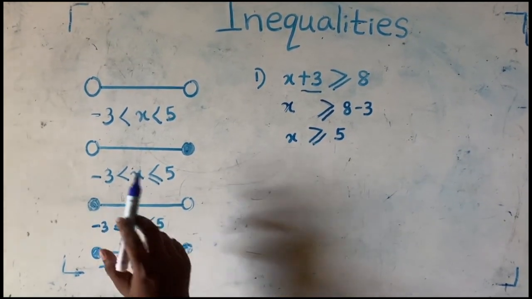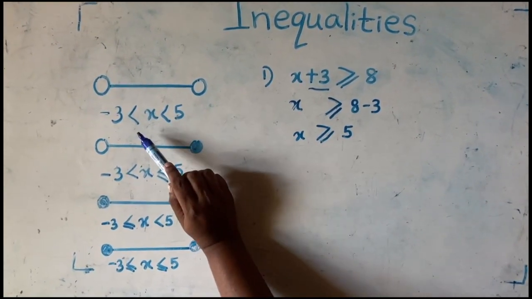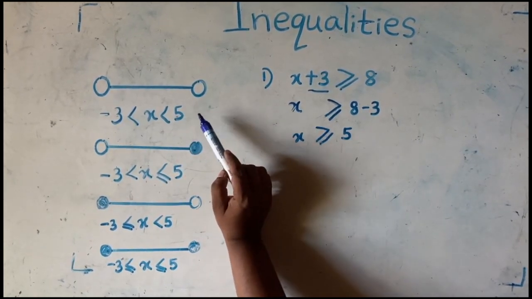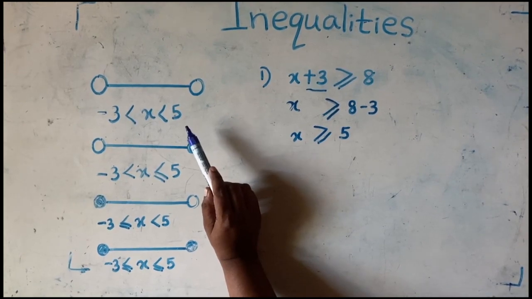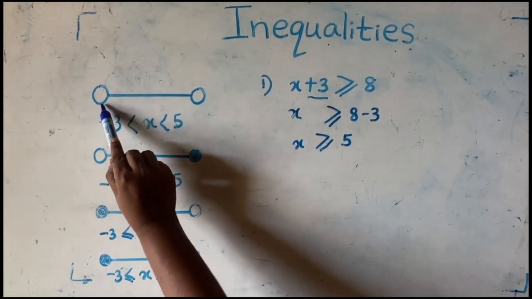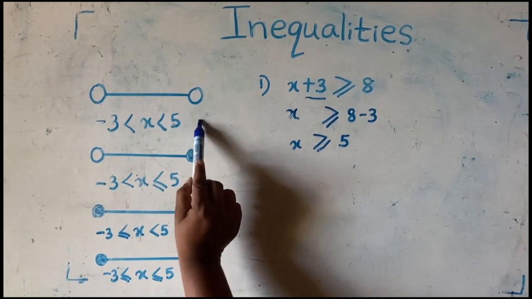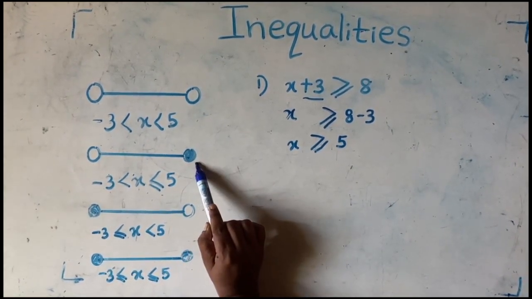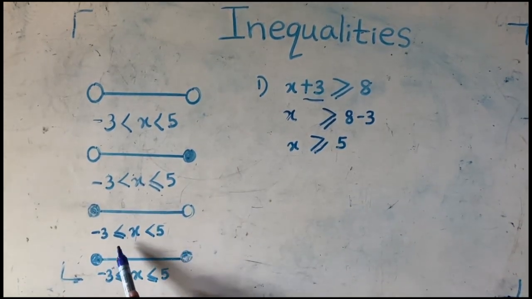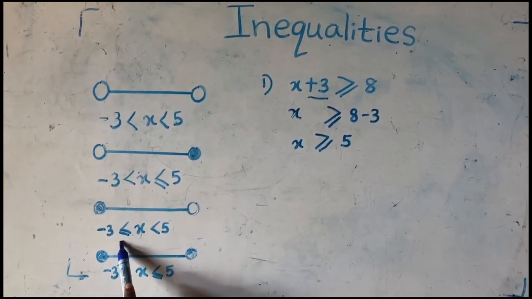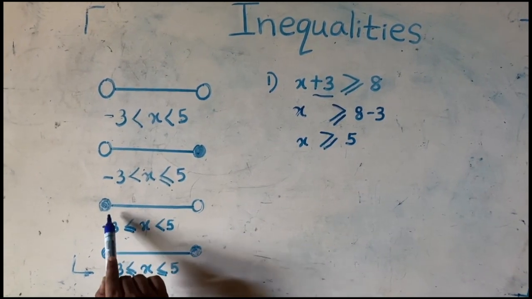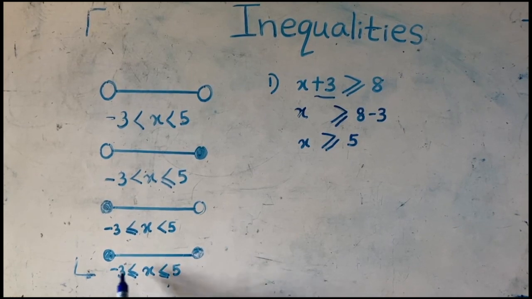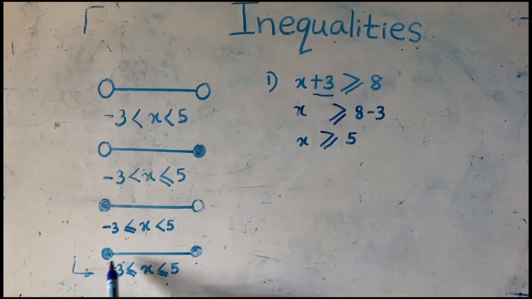Now see here, if there is no equal sign there, when we are illustrating these inequalities on a number line, we do not color those balls. If there is an equal sign there, we have to color this ball. See this one, this side has an equal sign, so we want to color. If the equal sign is in both, we want to color both balls.